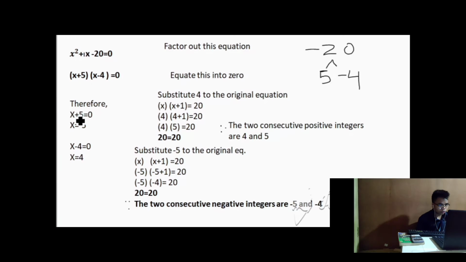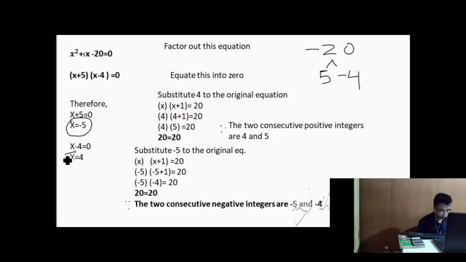Therefore, as you can see, x plus 5 is equal to 0, or simply add negative 5 on both sides, or we just transfer the 5 to the right side. So it will become negative 5. That is why x is equal to negative 5. Then the same thing, x minus 4 is equal to 0. Then it will become x is equal to 4.